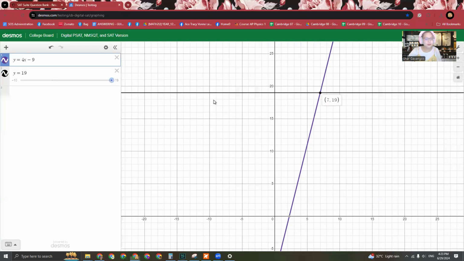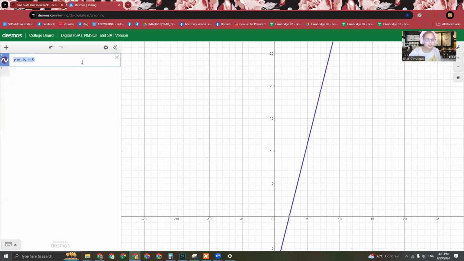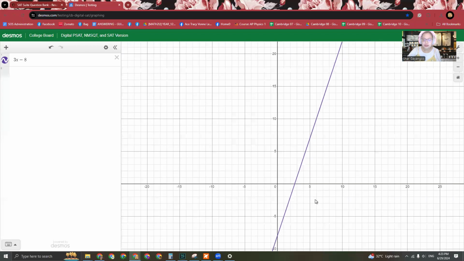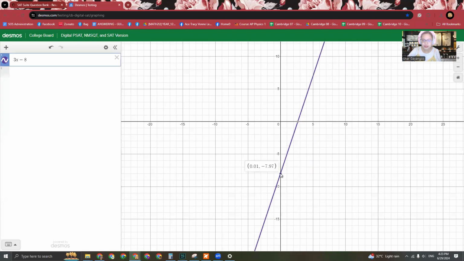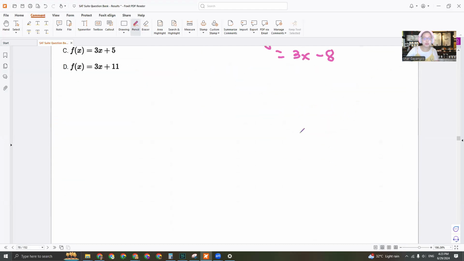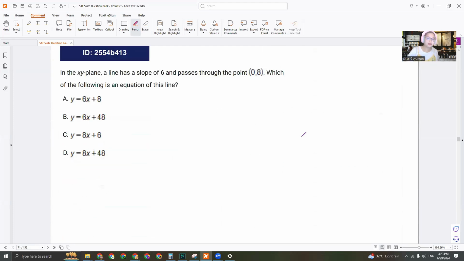And what's one way to double check this? Again, Desmos is your friend, and it's there to back you up. And how do you know that you have the right equation? Just see if it passes through (0, -8), correct? And that confirms that you actually have the right equation. So Desmos is there not only to help you solve problems, but to also double check and lessen that test anxiety for you. Okay, so this one is very similar to the previous one.